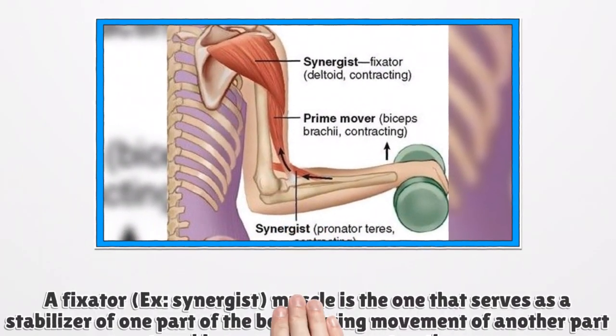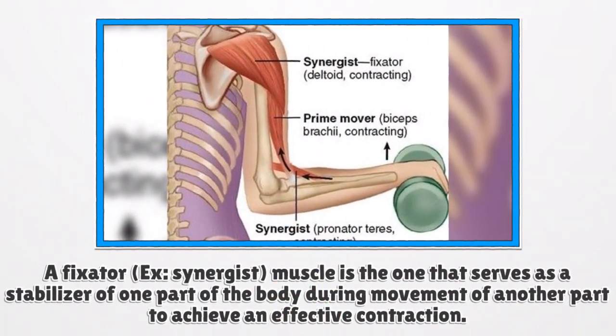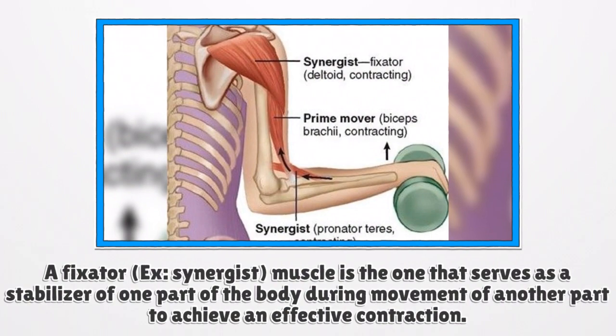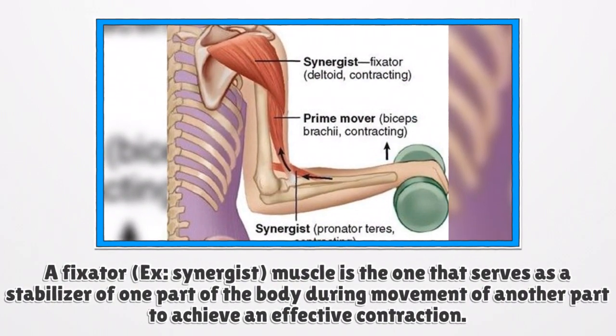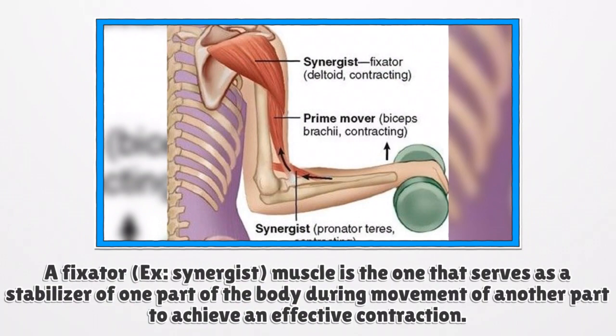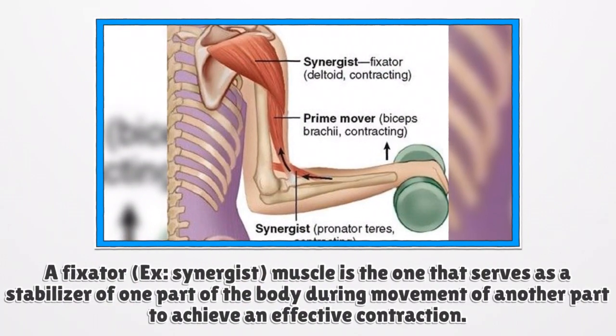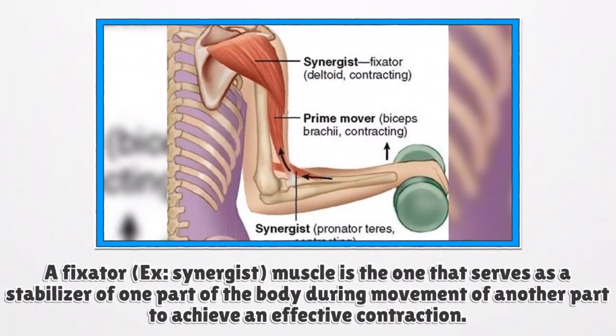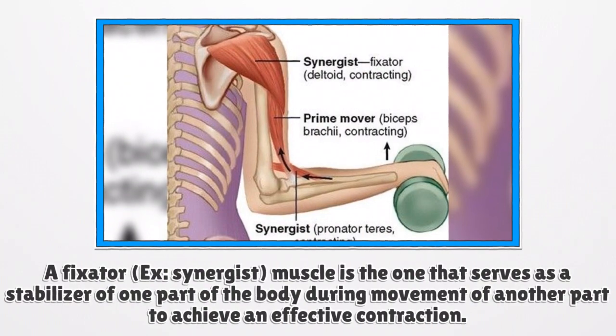The fifth term that we are talking about today is fixator. Fixator muscles are sometimes referred to as stabilizers, and they are muscles that provide stability in the moving part of the body to prevent any unwanted movement. In this figure, the biceps is responsible for moving and bending the arm, and the other fixator muscles are helping in providing stability while bending.